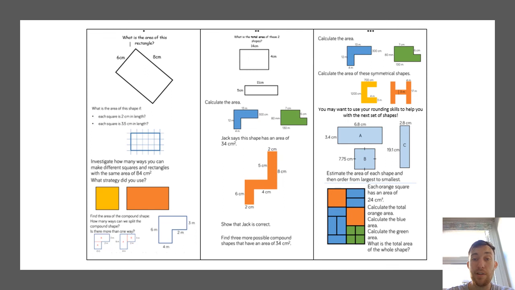Right, and then here we have our star activity, so our 1-star, 2-star or 3-star activity. I would recommend trying to have a go at all of it, but it is entirely up to you. Obviously it progresses through the star activities, with 3-star having some quite challenging questions, really challenging your knowledge of area.